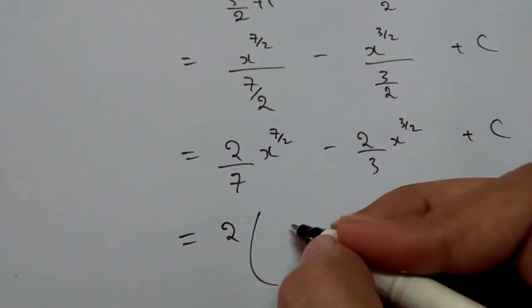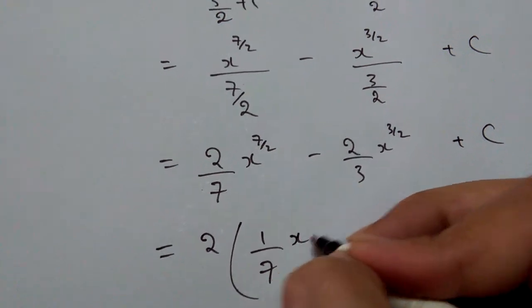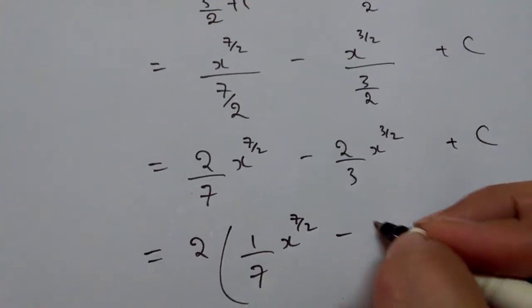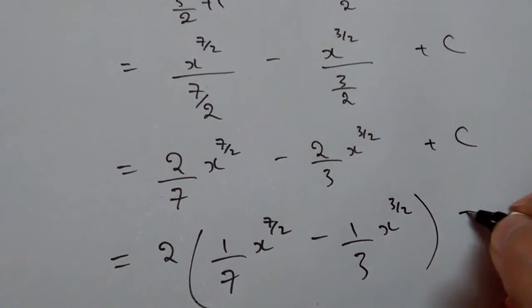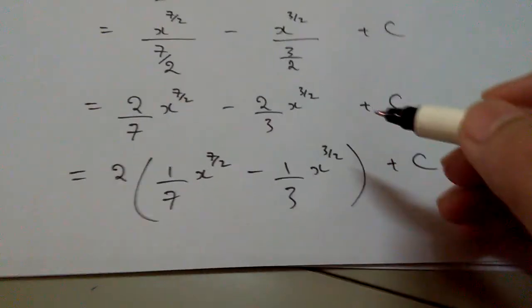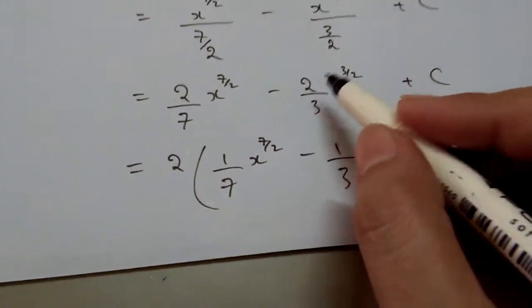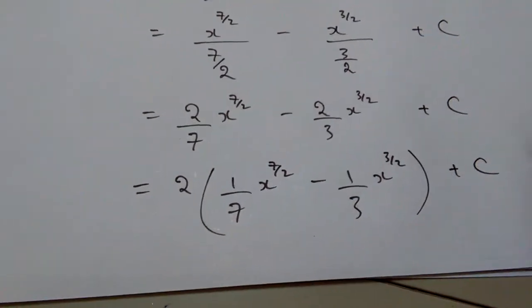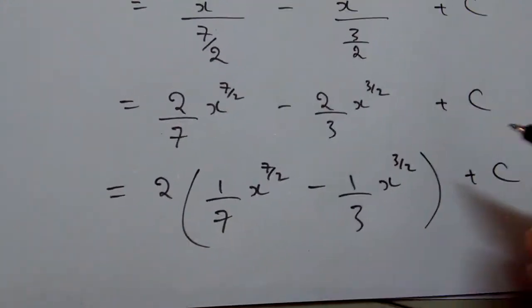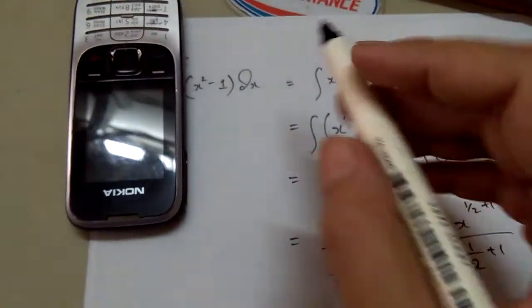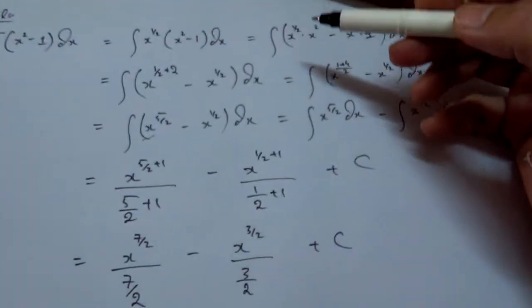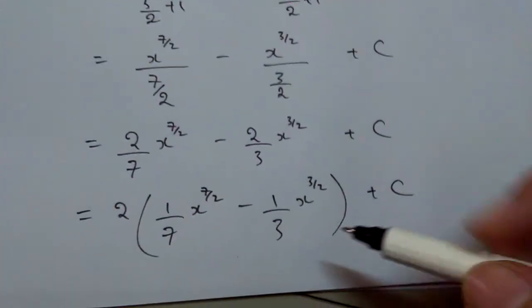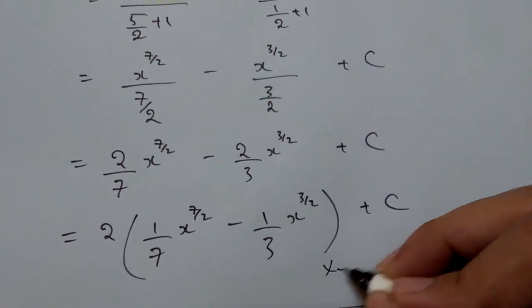You can take 2 outside as common. So it is 1 upon 7. Well, you are not restricted that you have to take 2 out as common. It is just to beautify your work. That's it. So this is how you solve this integral. Okay, this is the whole process, and this is your answer, and that's it.